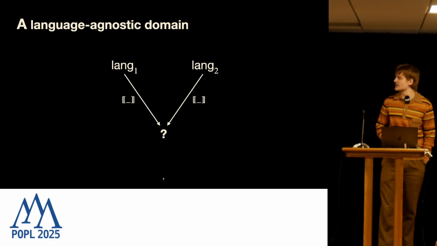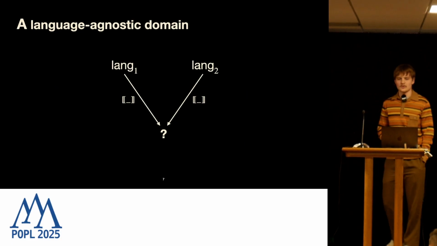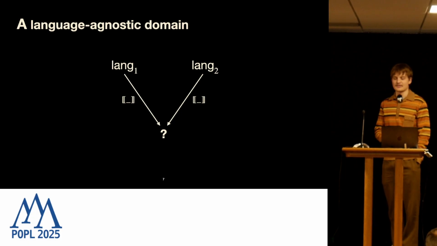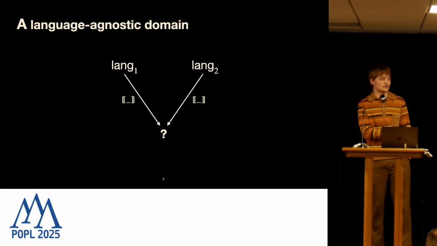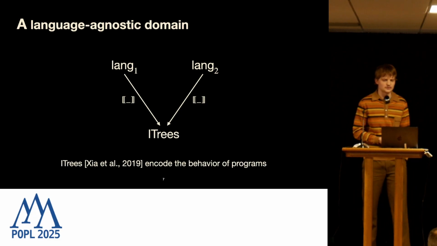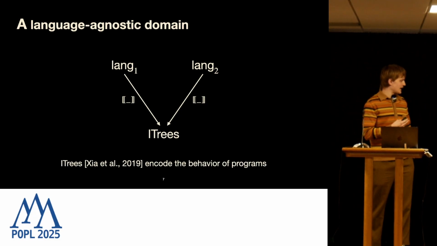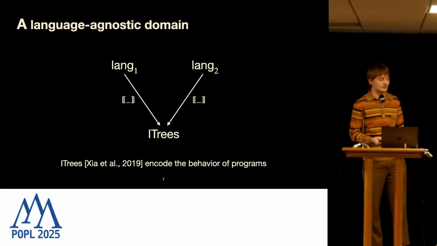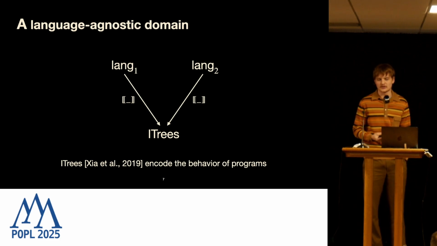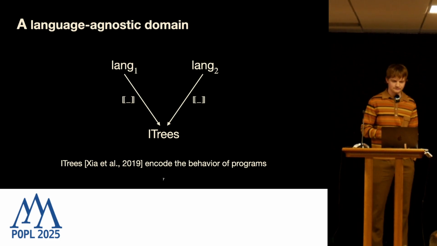Now, let's take a look at this language-agnostic domain. We are in search of a denotational domain that can capture the semantics of expressions, whether they're in language 1 or language 2 or any number of other languages. For this purpose, we choose I-trees, a denotational domain that is established in prior research and has proven to be very convenient and successful at modeling the behavior of programs.